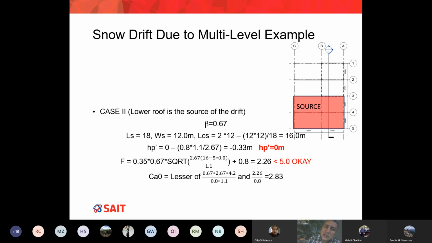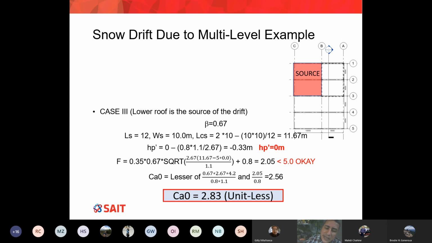I'm not finished yet. I'm going to go ahead to case number 3. Case number 3, and you can see the difference. In case number 3, this area here is the source of the accumulation, where the beta is still 0.67. However, you have to find the new dimensions for the area of accumulation, or the source, which from the dimension of the building is 12 by 10. You find the characteristic length, which will be in between. It is 11.67, which is in between 10 and 12.